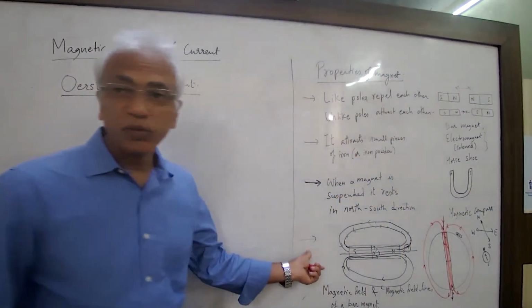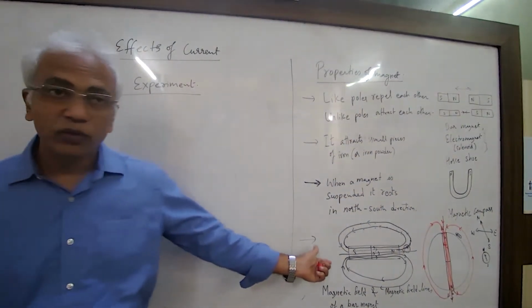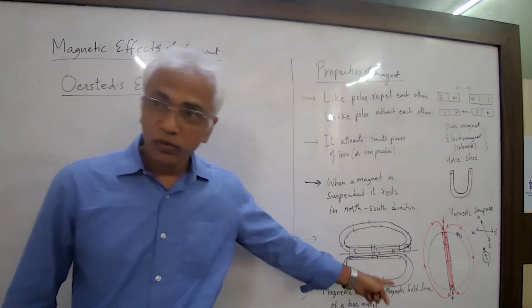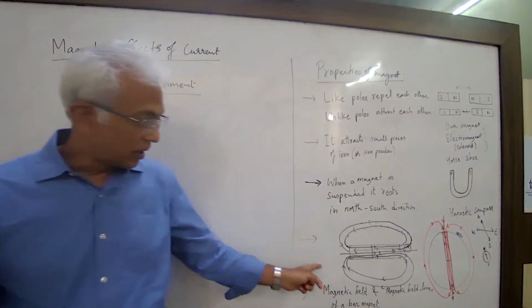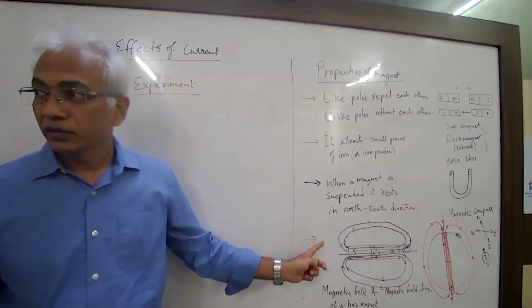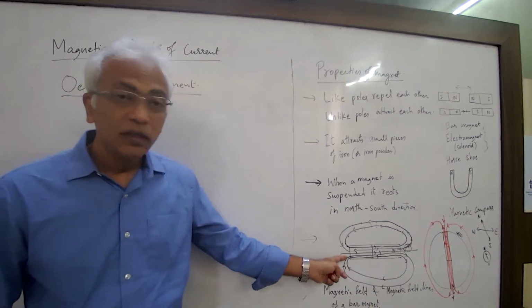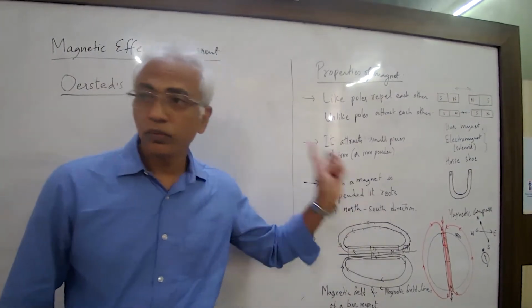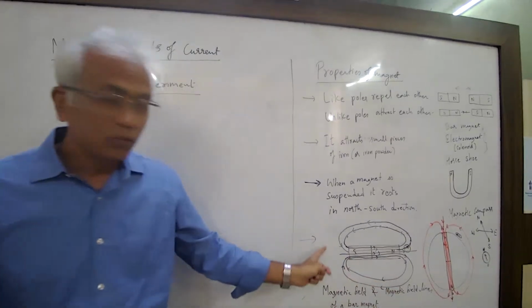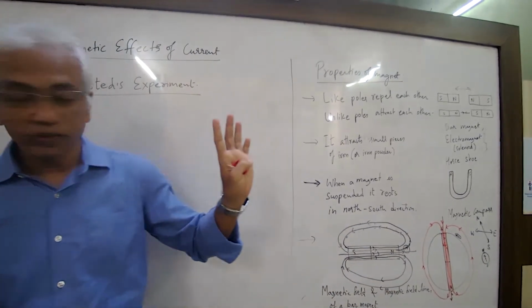You can also see the properties of magnetic field lines. What is the property of magnetic field lines? It emerges from the North Pole, see the direction, and enters the South Pole outside the magnet. And inside the magnet, from South Pole to North Pole. So it forms a closed loop, comes out of North Pole, enters from South Pole. This is the first property.